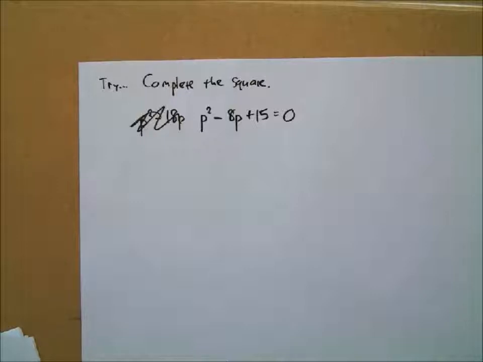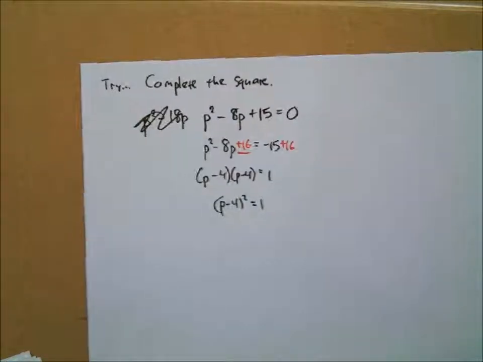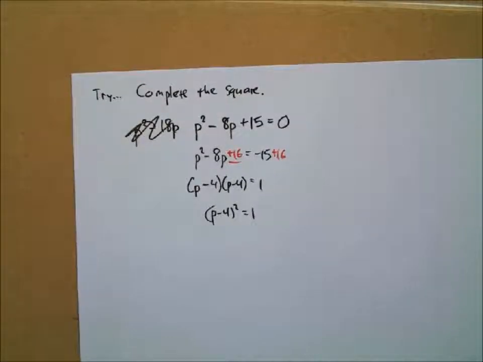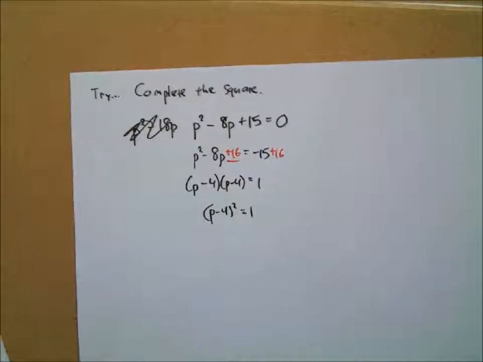Volunteers here want to share what they got when they completed the square? Anyone want to volunteer? Yep. Go ahead, Hayden. P minus 4 quantity squared equals 1. Perfect. There you go. Okay. And if you solved it, you should have gotten 5 and 3 as your two solutions there.